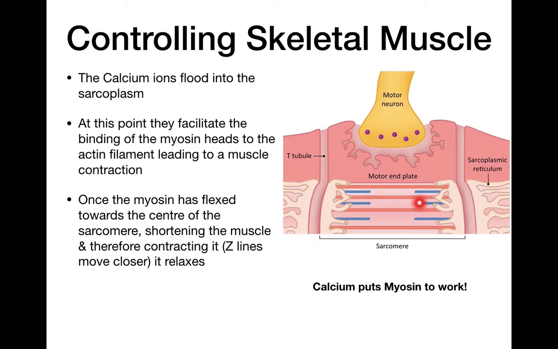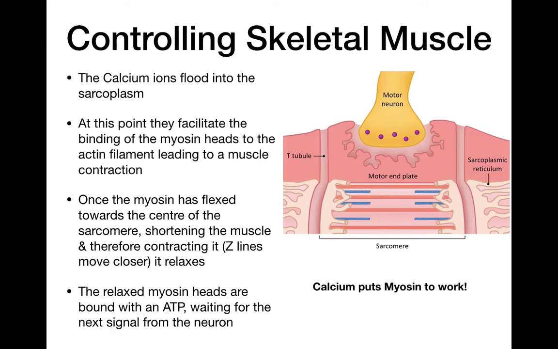Okay, and then it can contract. Move the two Z lines, one Z line here, one Z line here, closer to the M line in the middle. Okay, so we need to have calcium to send that signal. And so when that's happening, the myosin heads, they're bound with ATP, they're ready. Remember, they can't bind to actin until they turn ATP into ADP. And they wait for the signal from the next neuron.